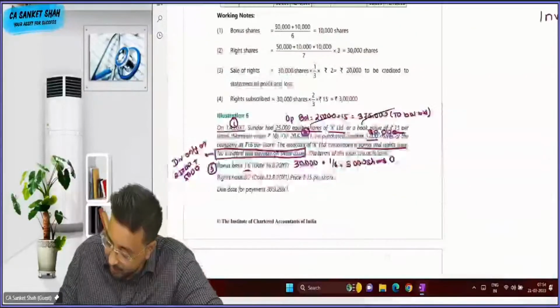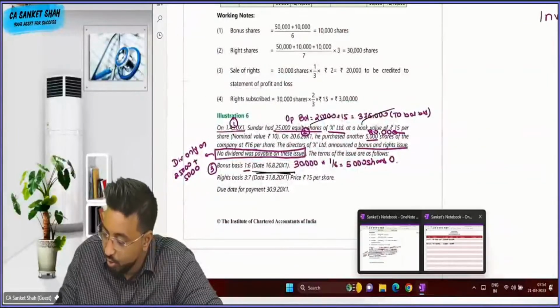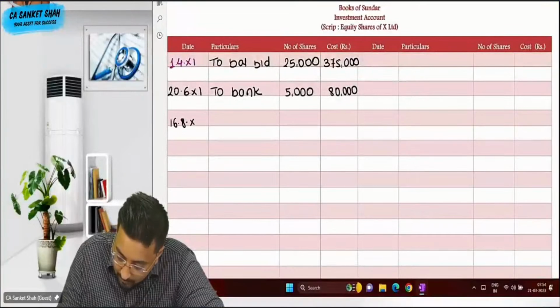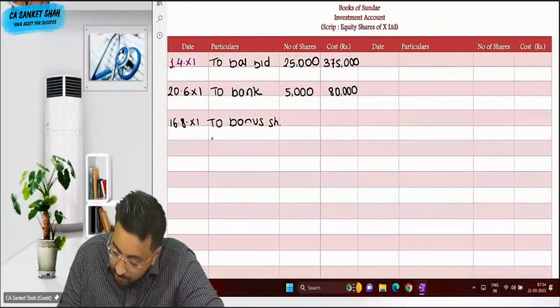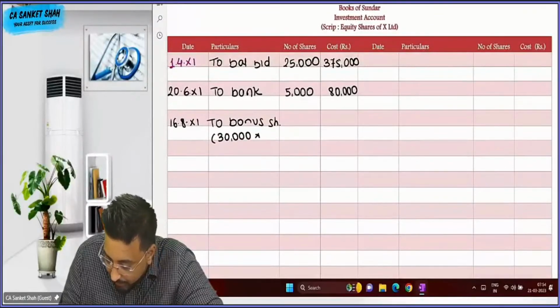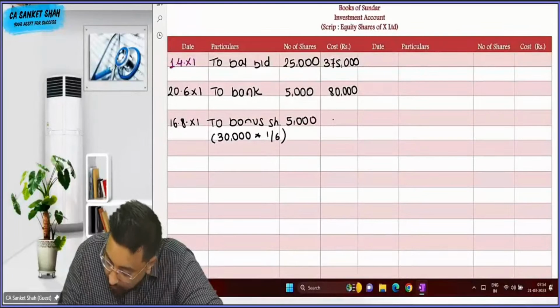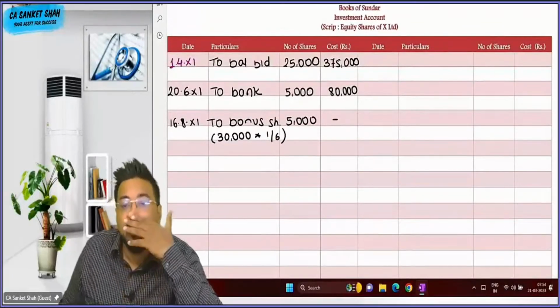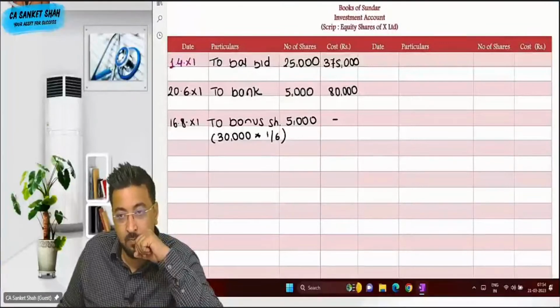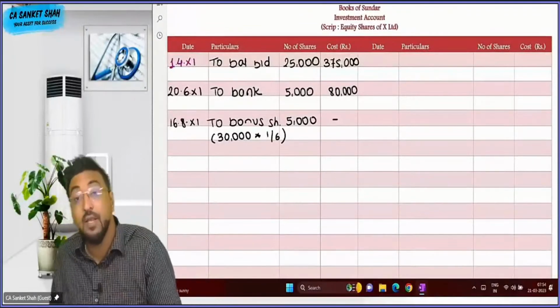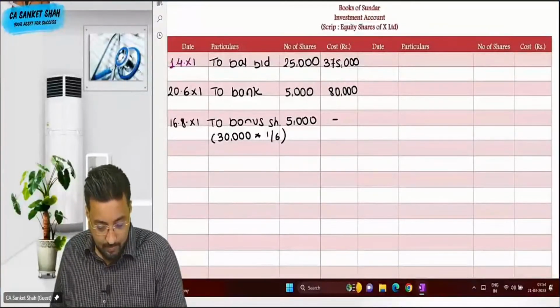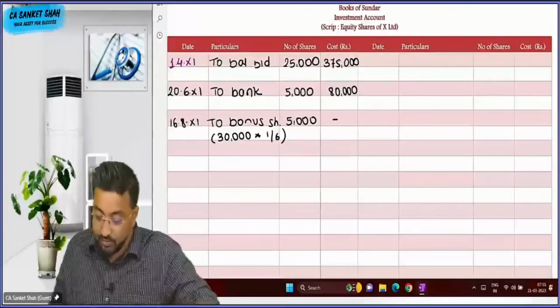बोनस शेयर्स। चलो नाउ व्हाट इज द नेक्स्ट डेट बेटा? बोनस बेसिस 16th August। बोनस इज बेटा फ्री ऑफ कॉस्ट। To bonus issue, to bonus shares. 30,000 divide by 1/6. So you are giving bonus 5,000. Bonus shares 5,000, but it's a free of cost. Easy है। 16th August.